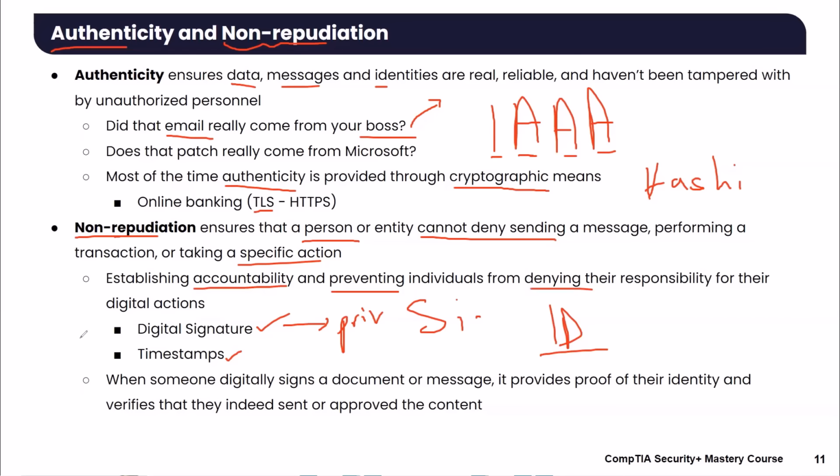So non-repudiation takes that out of the window by saying, hey, look, we're going to authenticate you. And for that reason, once we've already authenticated you, you cannot deny taking certain actions. So when someone digitally signs a document, something like a DocuSign, that provides proof of their identity. Therefore, they cannot come in and deny this. They cannot repudiate that action. Once they've authenticated, we can prove they are who they say they are.